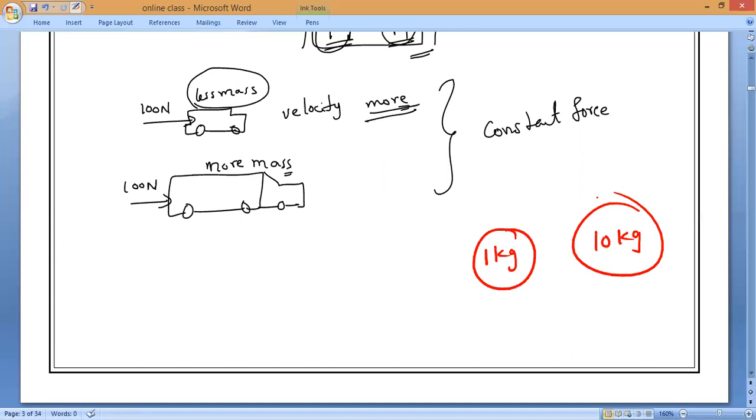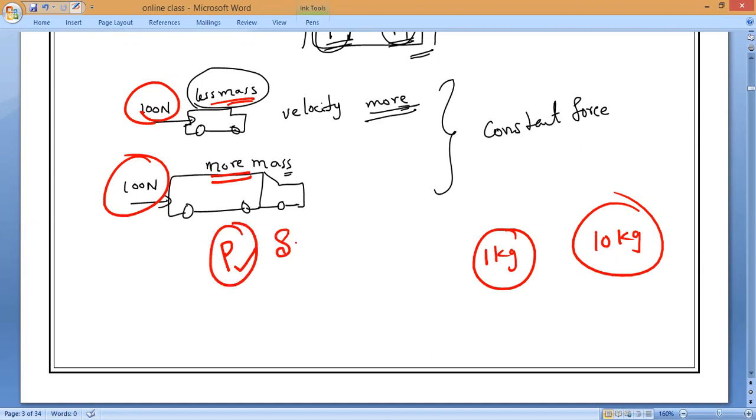But I am saying that, observe, what about the total momentum? Momentum is same or not? Of course, mass is different, but the applied force is same. So what about the momentum? That is my question. Momentum is same or different?